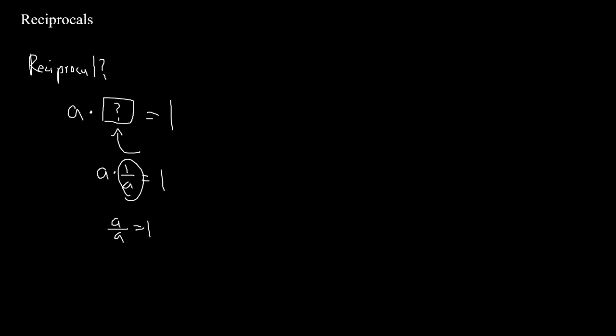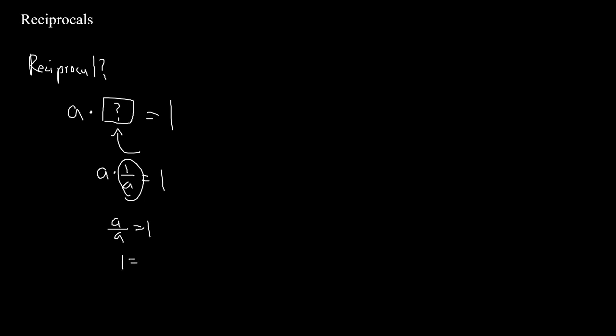Let's say we have some number a, and we want to find a number such that when you multiply our mystery number by a, you get 1. What would this mystery number be? Well, in order to get 1, if you recall, we can just use division. a multiplied by 1 over a equals 1. This would be our mystery number, because if you multiply it out, you get a over a equals 1.